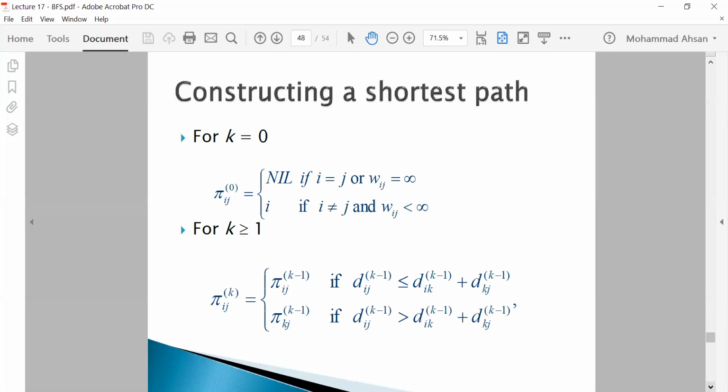Let's just skip this one. You don't need it. Similarly, how do you update the parent? Initially your parent is nil if there is no edge between the vertices, and if there is an edge with some weight, the parent of j is i. And how will you update the parent? You have to see what you selected out of the min of 2.